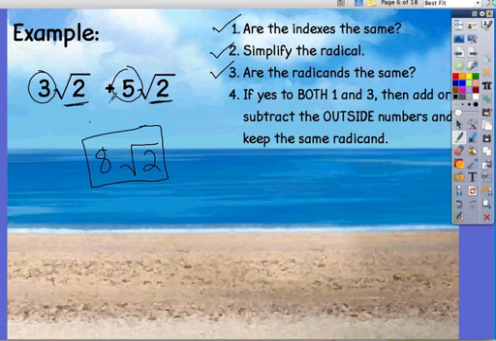You see how this process is the same as if this was 3x plus 5x. I would keep x the same, and 5 plus 3 is 8. I end up with 8 x's. Here, my x just becomes a square root of 2. 3 square roots of 2 plus 5 square roots of 2 gives me 8 square roots of 2. Okay, let's try another one.